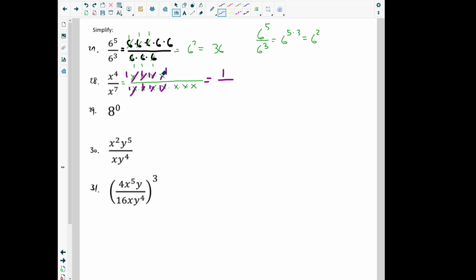So 1 times 1 times 1 times 1 is 1 over 1 times 1 times 1 times 1. Don't care. That's just 1 times x 3 times, which is x cubed. Okay, anything to the 0 power is 1. You just have to memorize that.